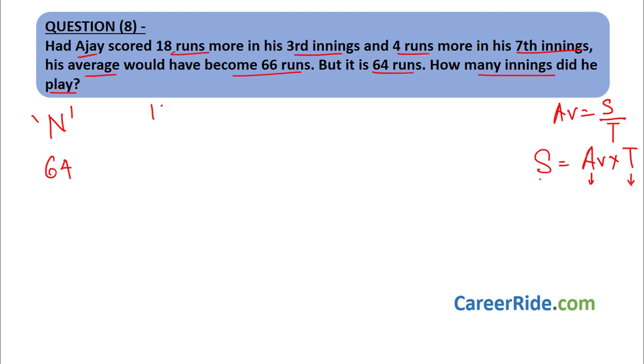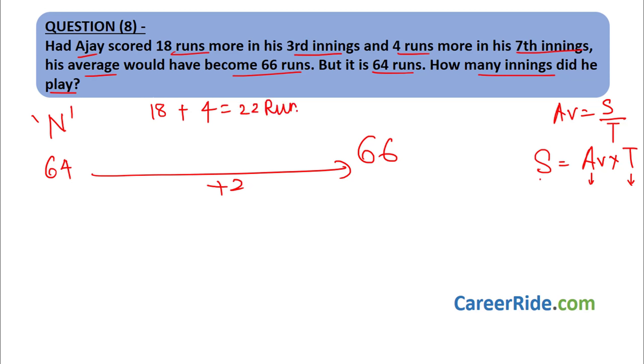Now, when he scores 18 more runs in third inning and 4 more runs in 7th inning, then only his average becomes 66, that is the increase of 2, right? So, when he scores 18 plus 4 is equal to 22 more runs, then only the average increases. So, increase in runs is 22 runs, but we also know that when average increases by 2, there is an addition of 2 runs in each inning. That is, each inning score increases by 2.